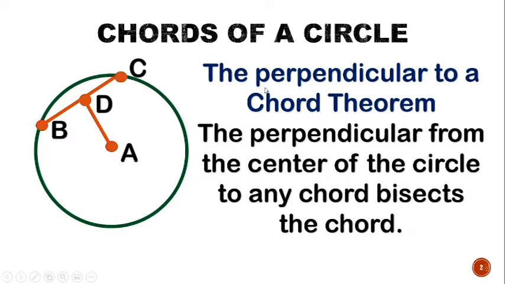So, the theorem reads, the perpendicular to a chord theorem. The perpendicular from the center of the circle to any chord bisects the chord. So, if this line is perpendicular to the chord, it forms 90 degrees on both sides. It divides the chord into two equal parts. So, if this is 90 degrees, then these two segments are equal, or segment BD is congruent with segment DC.